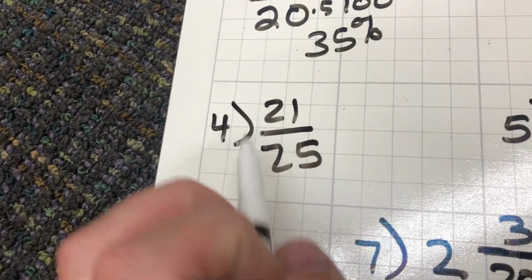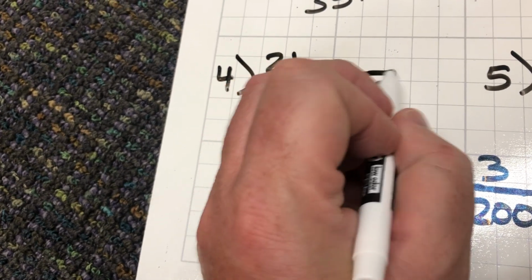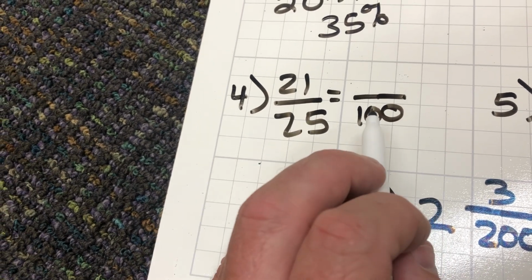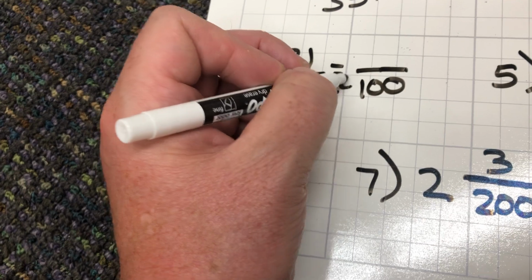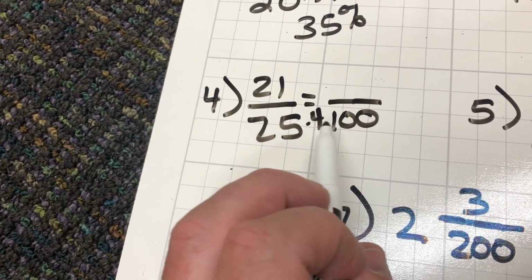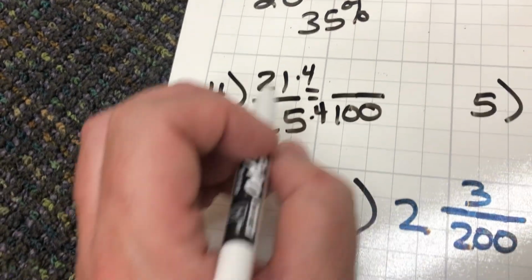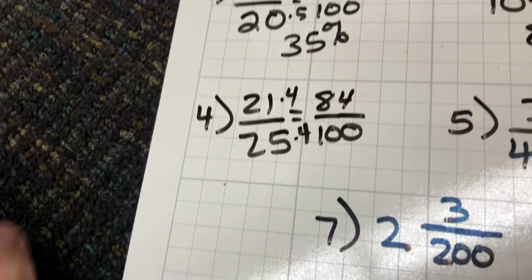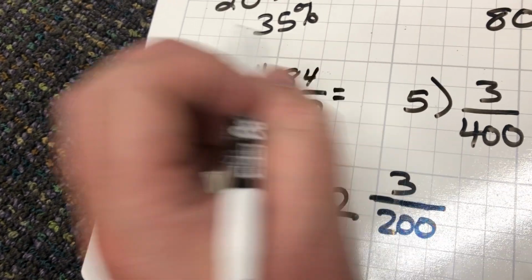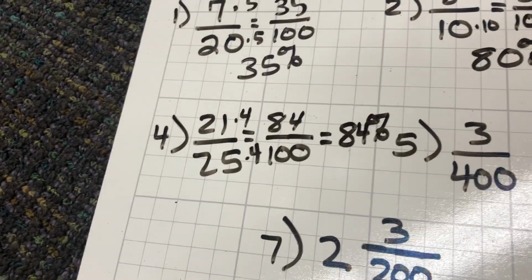One more, 21 over 25. I like this one too because it ends up very easily with 100. I know that 25, a quarter, it takes 4 quarters to make $1, which is 100 cents. So I know that 25 times 4 is 100. If I'm going to make an equivalent fraction, if I'm going to do 25 times 4, I'm going to have to do 21 times 4. 21 times 4 is going to equal 84. I end up with 84 over 100. And 84 over 100 equals 84%.